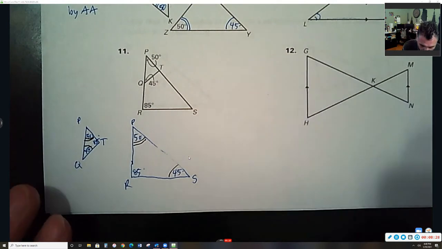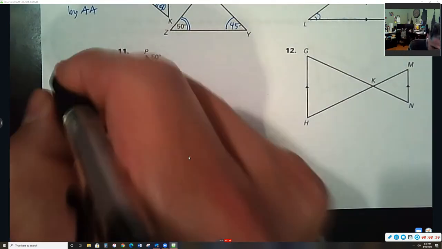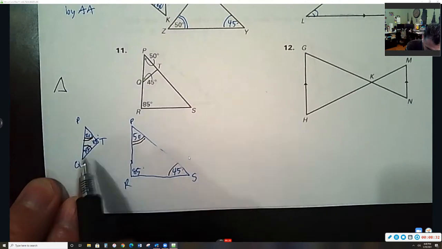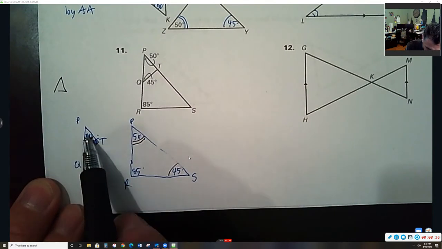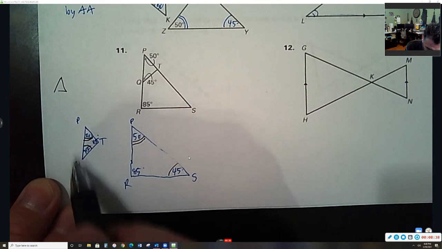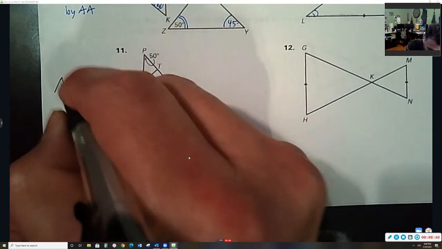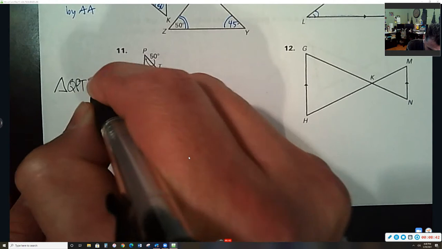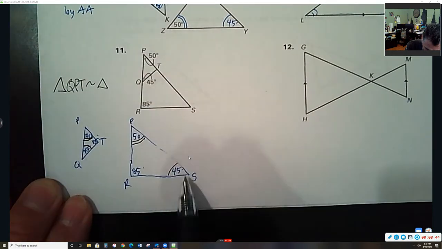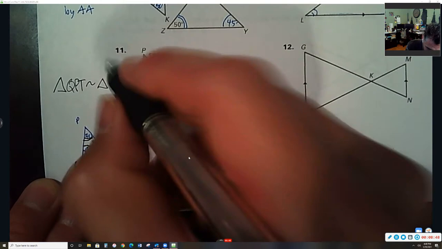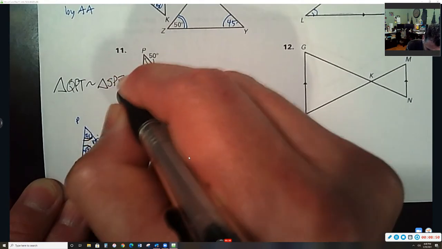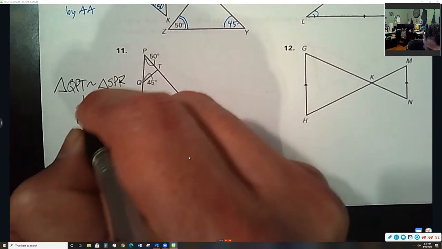So then when I write the similarity statement, I'm going to go with this one first. 45 is the smallest, then 50, then 85. So it goes Q, P, T, 45, 50, 85. S, P, R. Again by angle, angle.